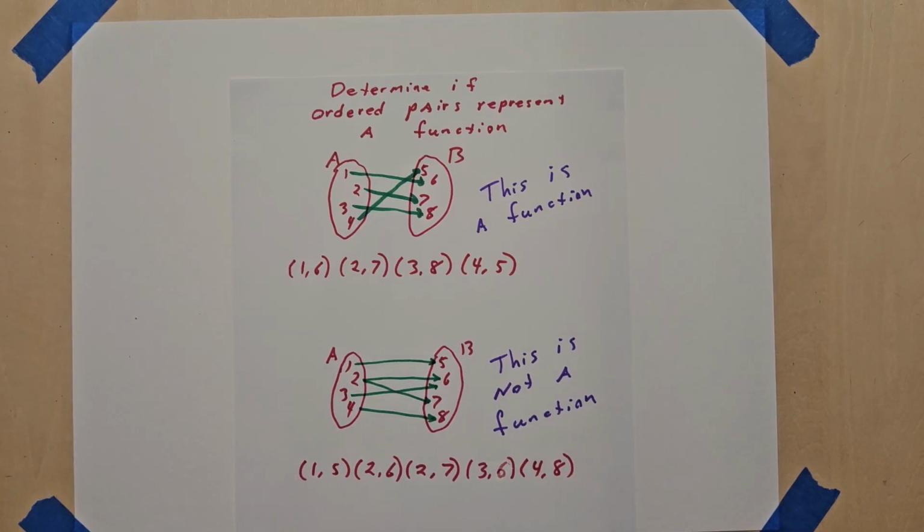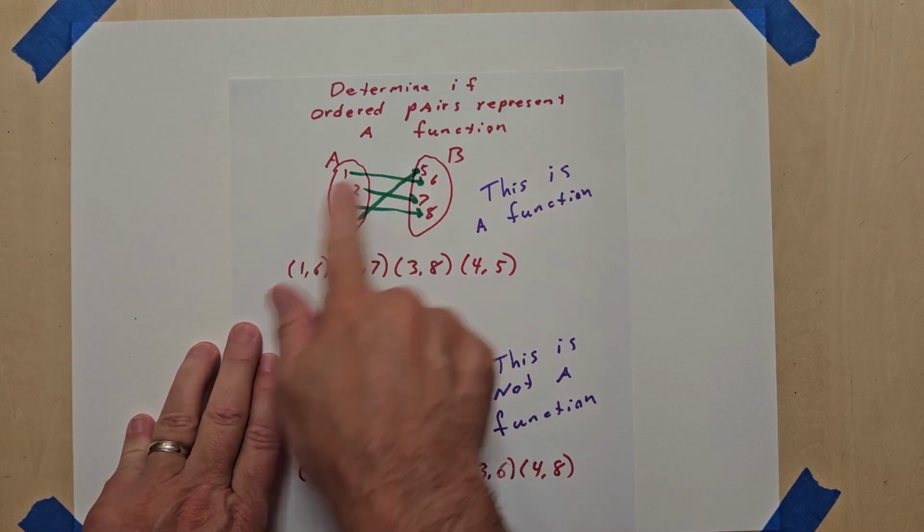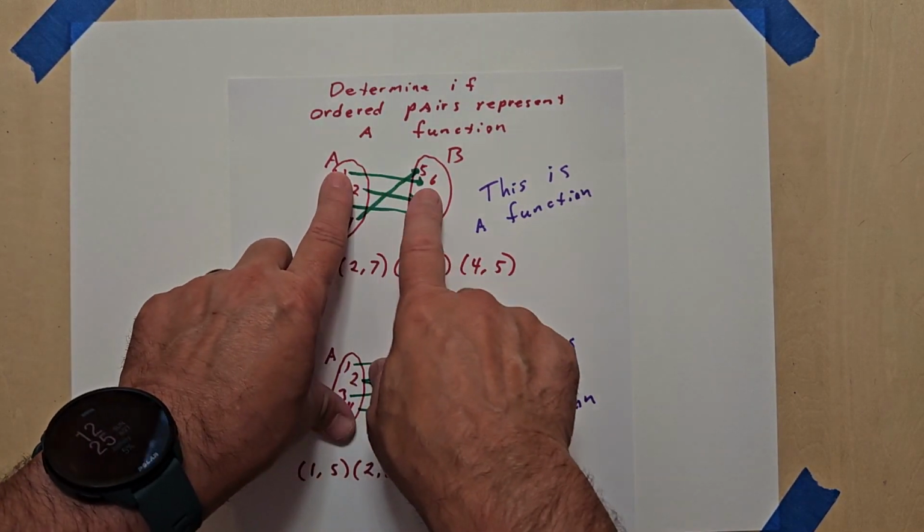Okay, in this video, what we're going to do is learn how to decide if something really is a function or not just by looking at ordered pairs. So the first thing we want to do is take our mapping and turn it into ordered pairs.